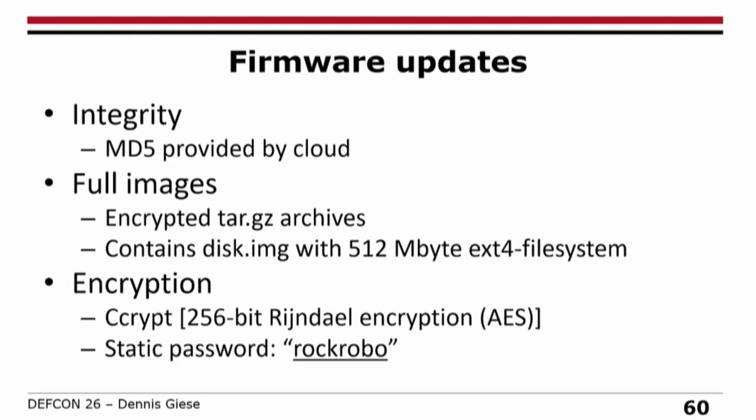The images are encrypted archives, and they have an ext4 file system in there. They are encrypted with AES-256, and they use a tool called ccrypt, which is delivered in all Linux distributions. The interesting thing here is the password is rockrobo, so not very creative for a firmware encryption password. And this is, like I said, the same password for all devices, so basically you can create firmware with that.